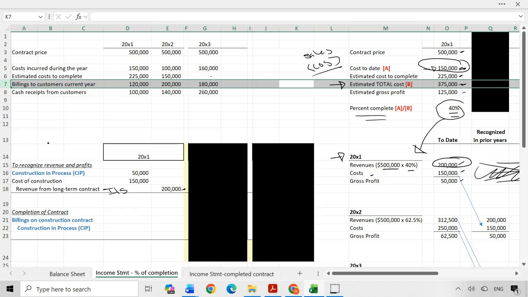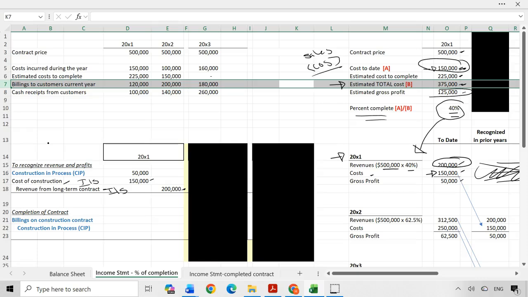And then for the actual cost that we've incurred during the year, we're going to debit cost of construction for $150,000. That again is going to go on my income statement. So when you look at the income statement, we're going to have $200,000 of revenue less $150,000 cost, which gives us gross profit of $50,000 on the current year income statement.